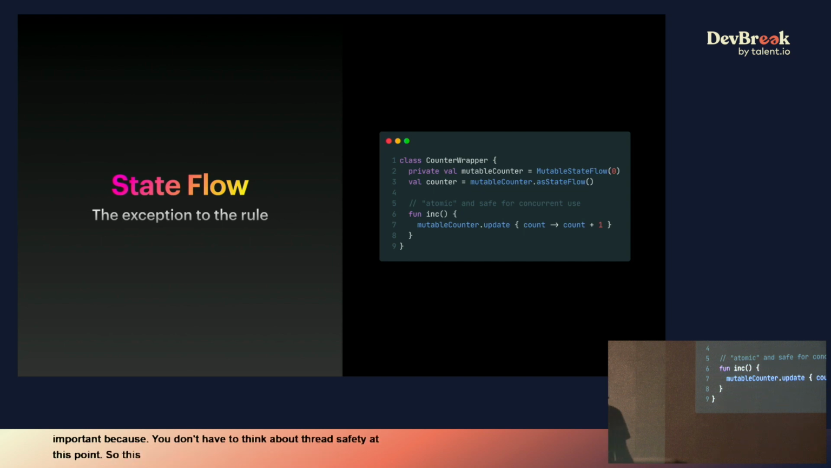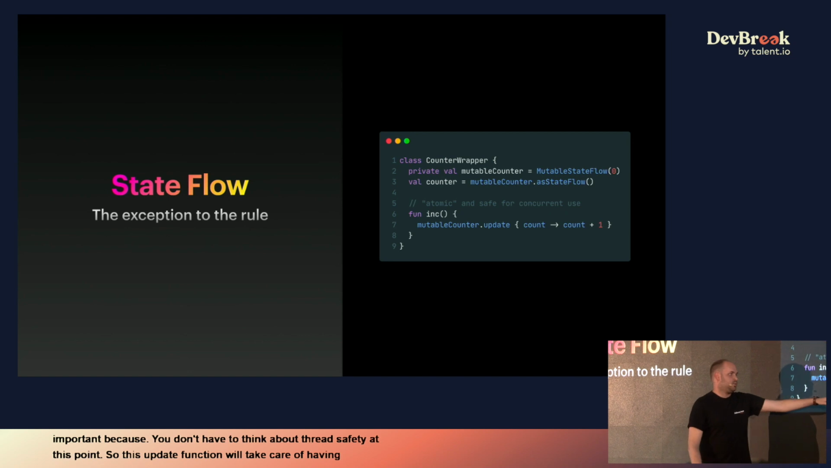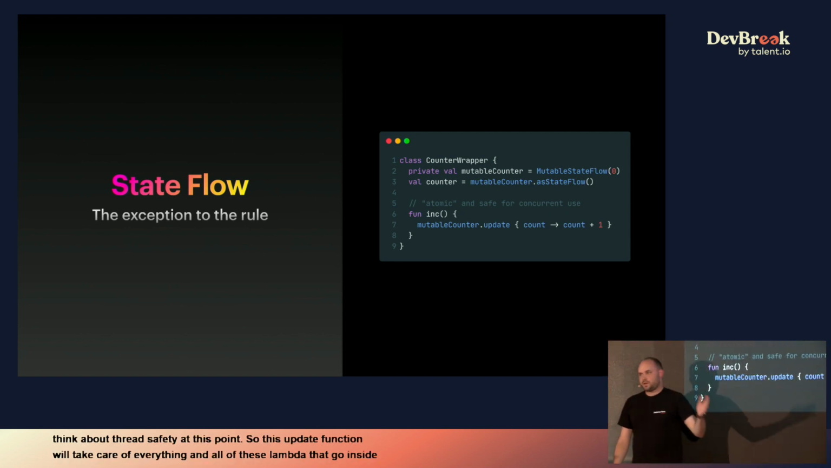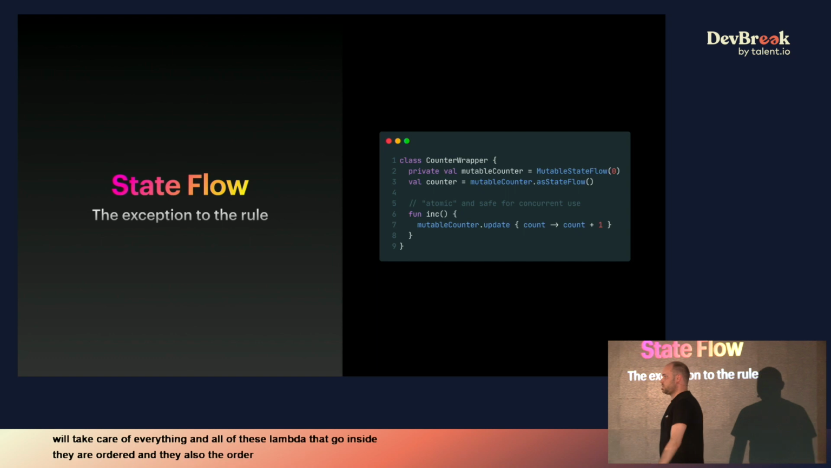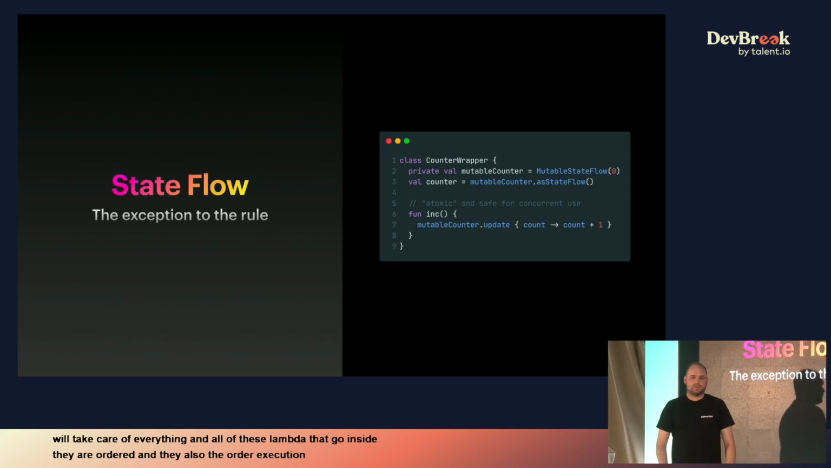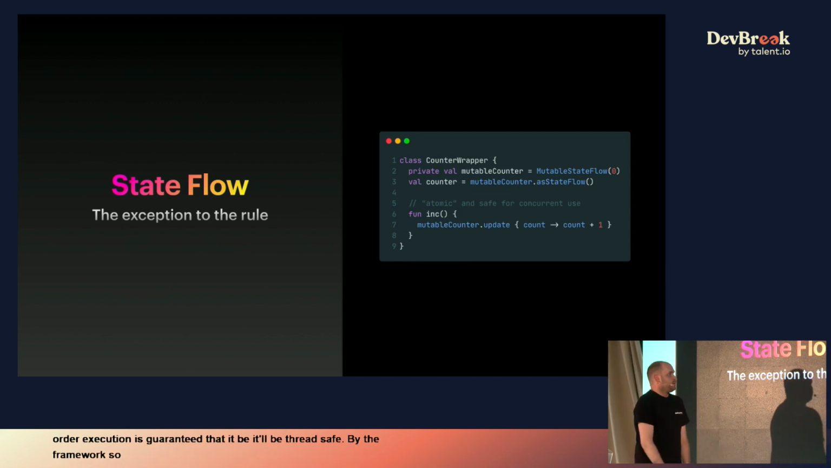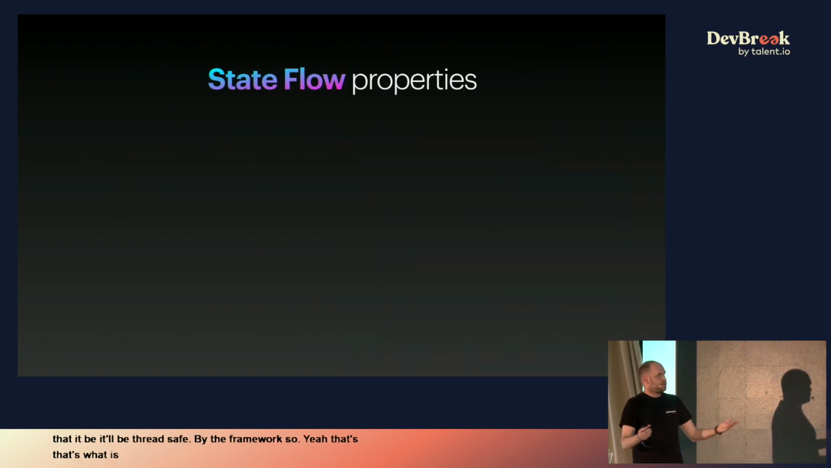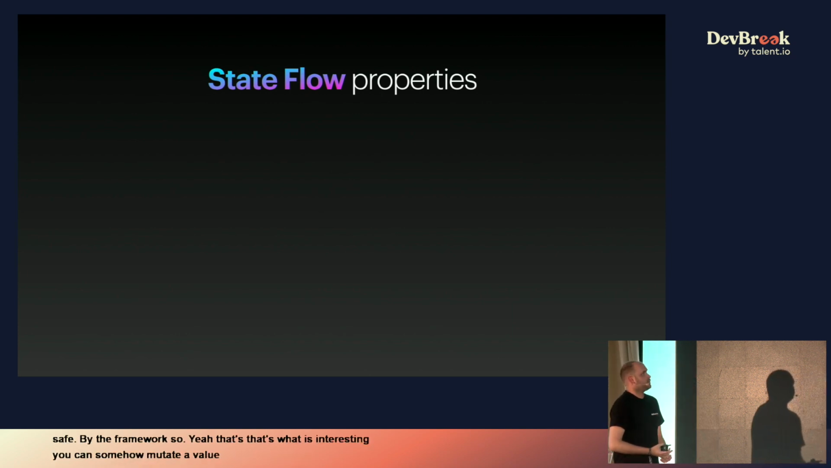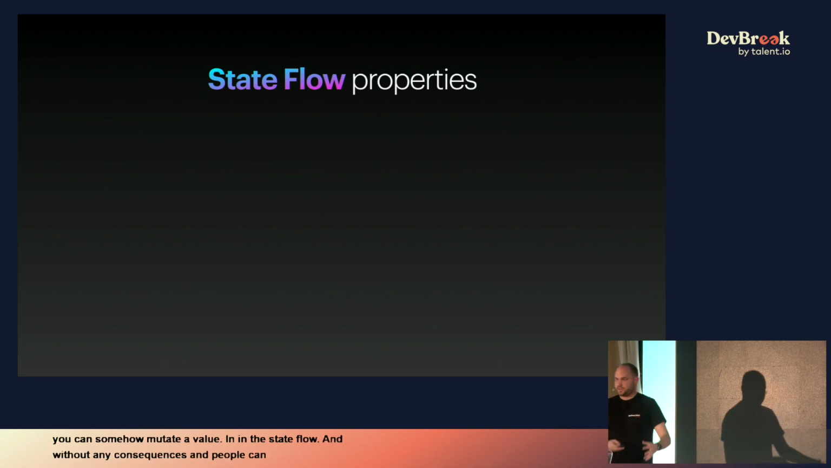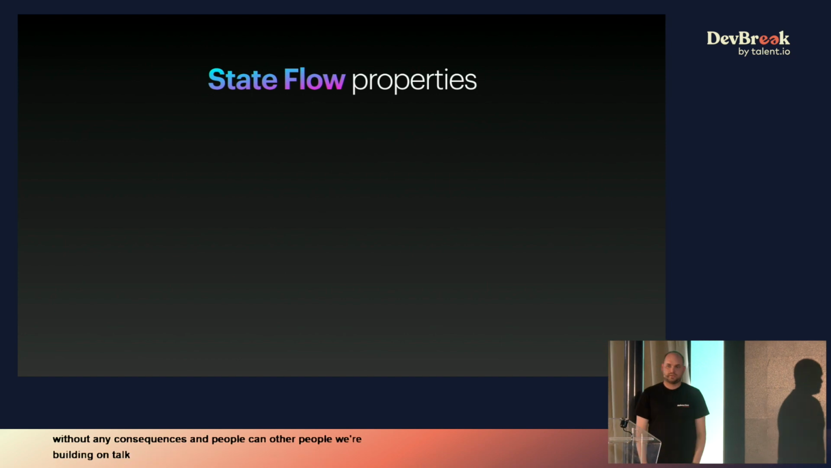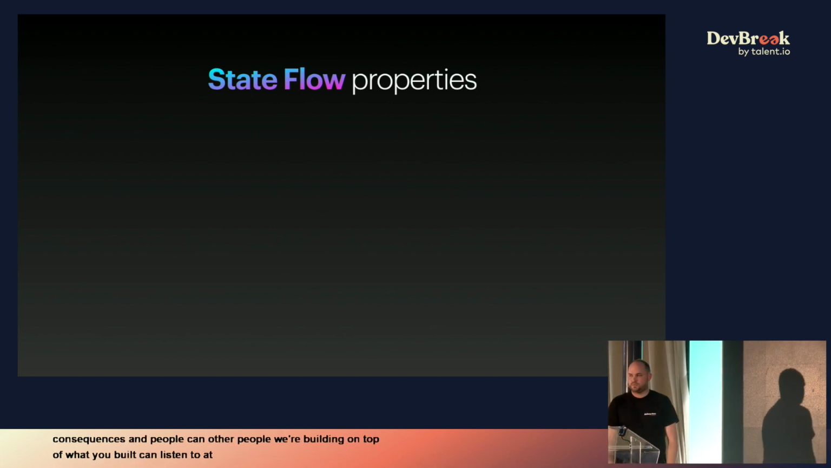So this update function will take care of everything, and all of these lambdas that go inside, they are ordered, and also the order of execution is guaranteed to be thread safe by the framework. So yeah, that's what is interesting. You can somehow mutate a value in the StateFlow without any consequences. And other people who are building on top of what you built can listen to the StateFlow and get notified about the changes.